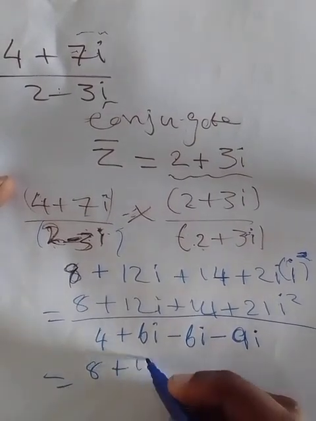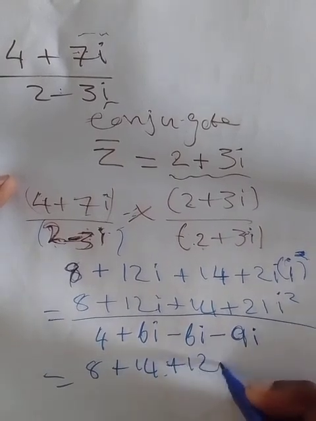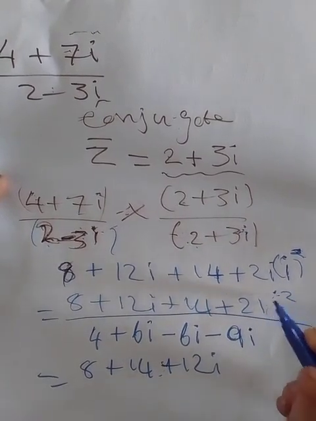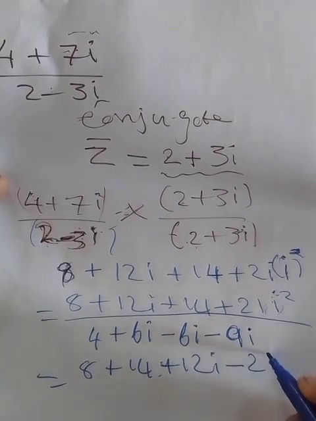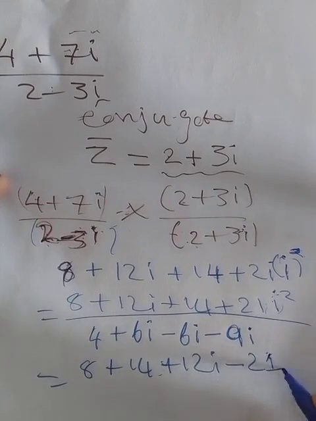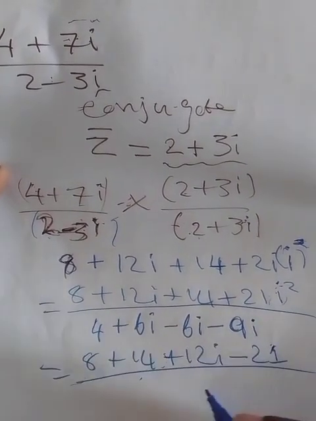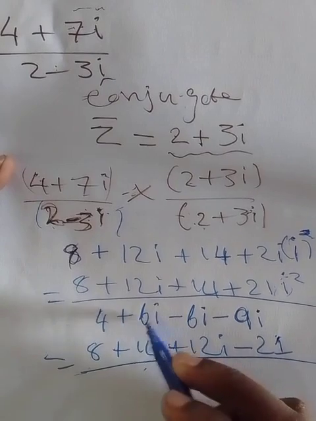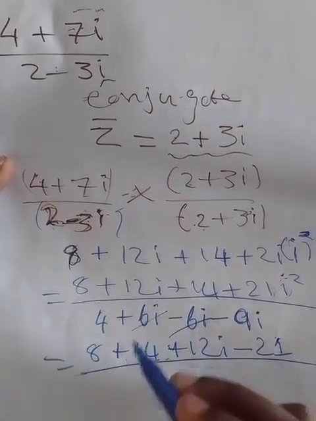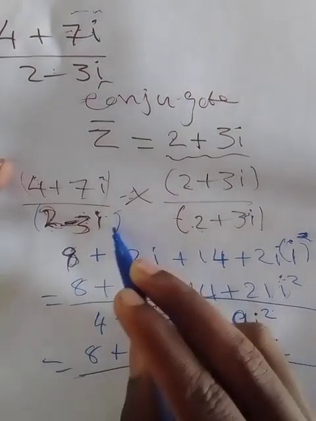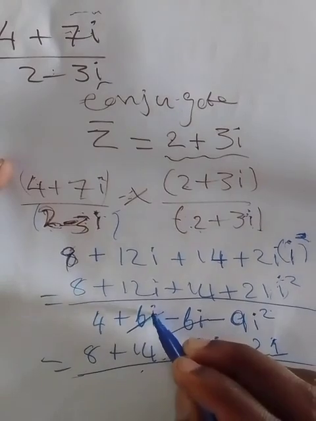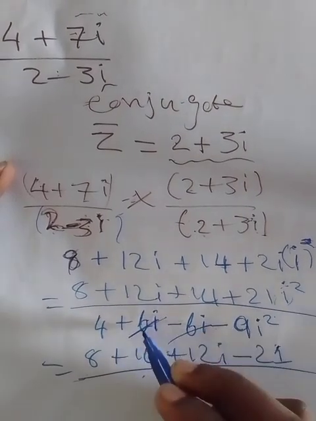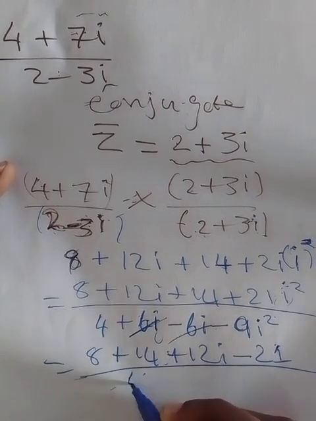Here, where there is i squared, you replace it with a negative 1, meaning that you're going to have negative 21. So first we're going to evaluate that. Now here at the denominator, these are going to cancel. Actually here we have squared because we're multiplying this times this. These are going to cancel because positive 6 plus negative 6 will give you 0. So you're going to remain with 4 minus 9 with a negative i squared.